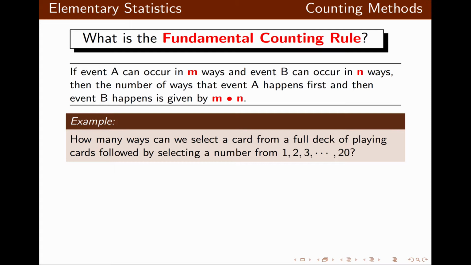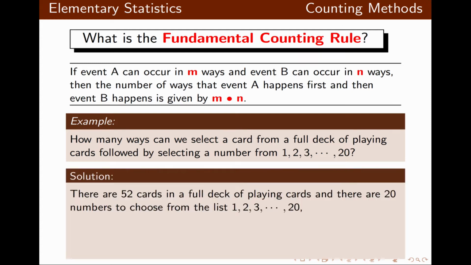So for example, if we're supposed to select one card from a full deck of playing cards, followed by selecting a number from 1 to 20, since there are 52 cards, we have 52 choices, followed by selecting one number from a list of 20 numbers. So the total number of ways that this is possible will be simply 52 times 20, which is 1,040 different ways.